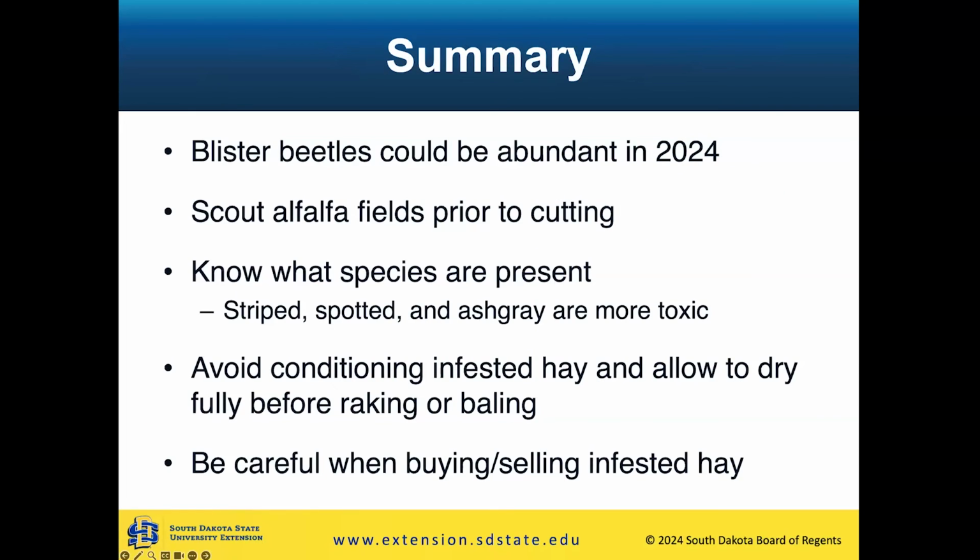So just a quick summary here on the blister beetles. They could be abundant in some areas in 2024. It just depends on what your grasshopper numbers were like last year. Scout alfalfa prior to each cutting. With the warm spring temperatures we're already experiencing, I would do that even before the first cutting. I'd already be looking for these guys. Know what species are present. Again, the striped, spotted, and ash gray are a bit more toxic, but mostly those striped and spotted ones are the ones we were most worried about. Avoid conditioning infested hay, and allow it to dry fully before raking and baling.